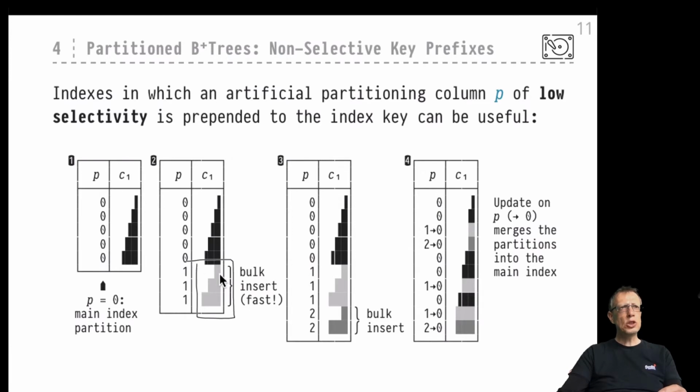So if this is the actual data that we need to insert into our table, then let's augment these new rows with a partition value of 1 here. Since this defines the composite key in our B+tree, the composite key order, which I didn't say explicitly, is of course the P, C1 order.